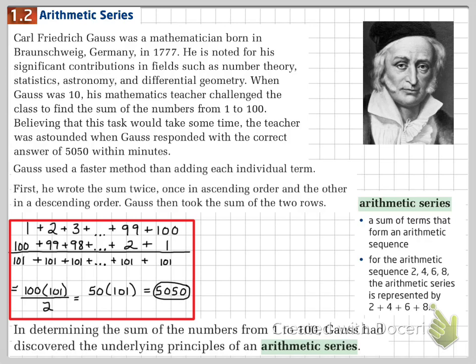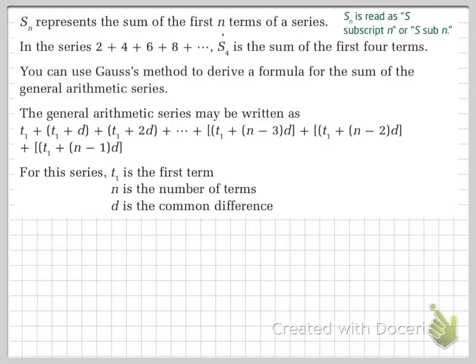In determining the sum of the numbers from 1 to 100, Gauss had discovered the underlying principles of arithmetic series. And that's what we're going to take a look at today. An arithmetic series is the sum of the terms that form an arithmetic sequence. For the arithmetic sequence 2, 4, 6, 8, the arithmetic series is represented by 2 plus 4 plus 6 plus 8. Now then, Sn represents the sum of the first n terms of a series. In the series 2 plus 4 plus 6 plus 8 all the way up to whatever, S4 is the sum of the first 4 terms.